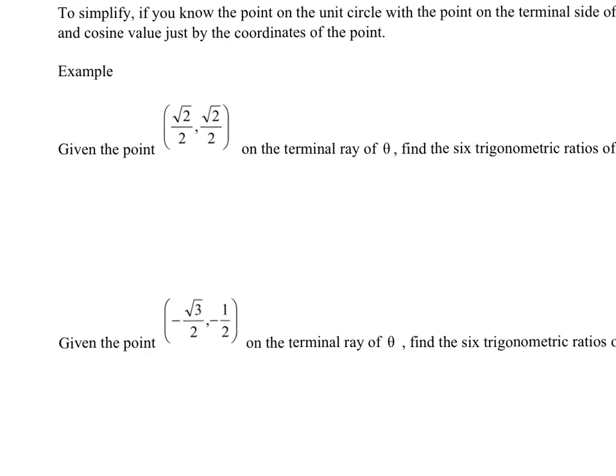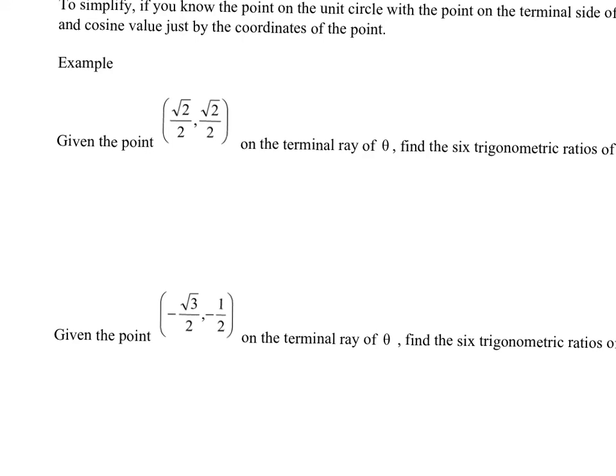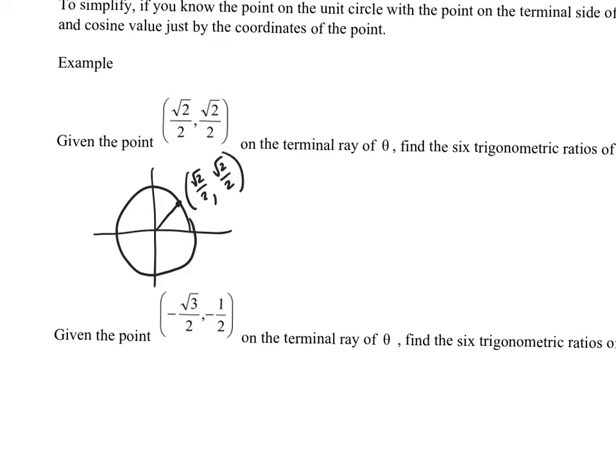So here's an example. It says, given the point radical 2 over 2, radical 2 over 2 is on the unit circle. Now this would have to be in quadrant 1 because they're both positive. So somewhere in quadrant 1 on my unit circle, there is this point: square root of 2 over 2, square root of 2 over 2. If I have this point, it's really easy to find all the trig values. The sine is the y value, so it's the square root of 2 over 2. The cosine is the x value, so that's this value right here. So whatever this angle is, if I know the point, I automatically know the sine and cosine.